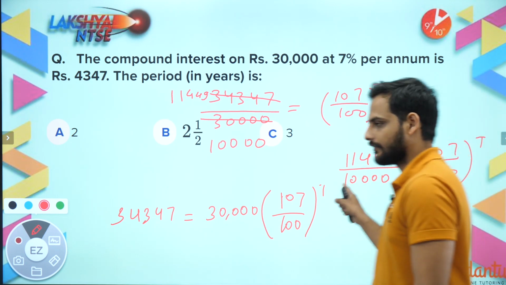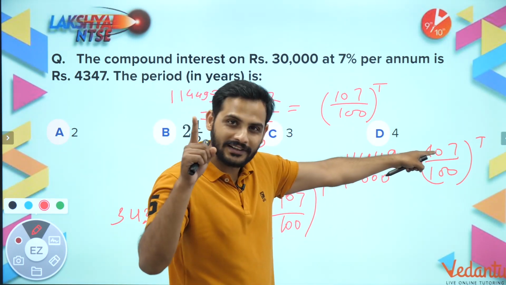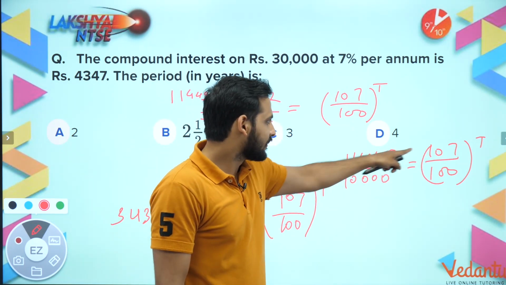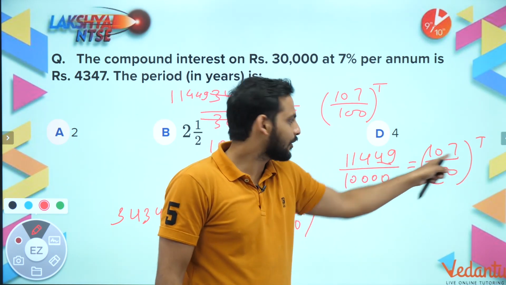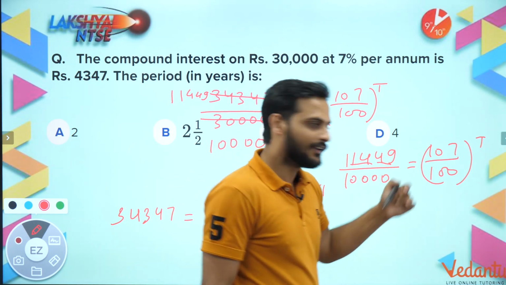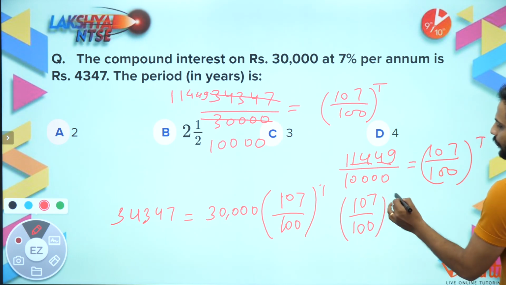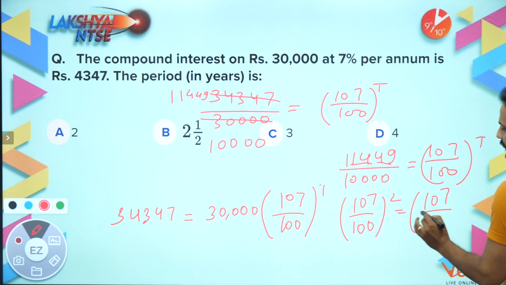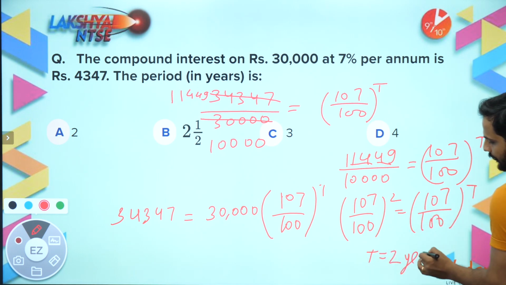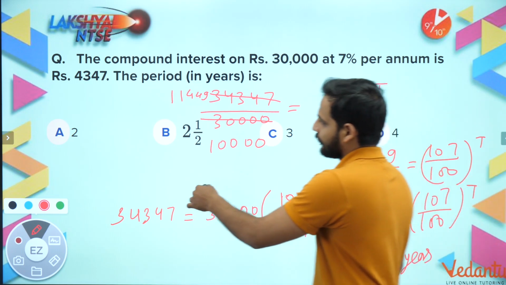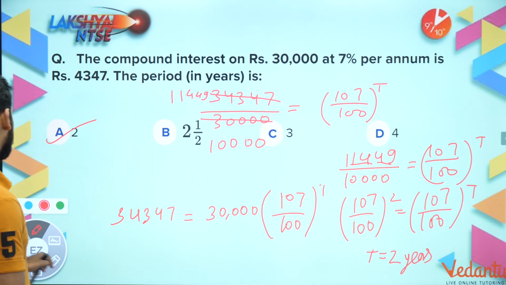Now you know this denominator is 100 square, and if you know the trick which I have taught, you can clearly see, sir, 107 square will be what? See, 7 square 49, double of 7 14, and 1 at the starting. So you can see this number is nothing but 107 upon 100 whole square is equal to 107 upon 100 raised to the power time. So by comparing, you can say t is equal to 2 years. T is equal to what? 2 years. Where is 2 years? Here. Understood? So this way it can be easily solved. Chalo. So let's move to the next part.